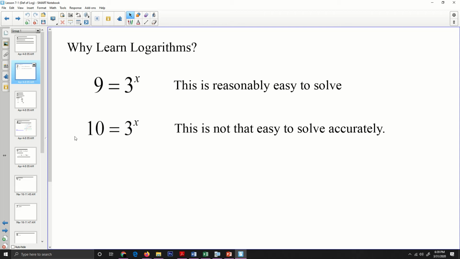But this part is a little bit more difficult because 10 is not a perfect power of 3. Now we can say that it's probably a little bit more than 2, and 3 to the third is 27, so it's definitely less than 3, but it's probably closer to 2 than it is to 3. But other than that, we can't come up with a real good estimate of what x is going to be. So we can use logarithms to get a very accurate value for x.